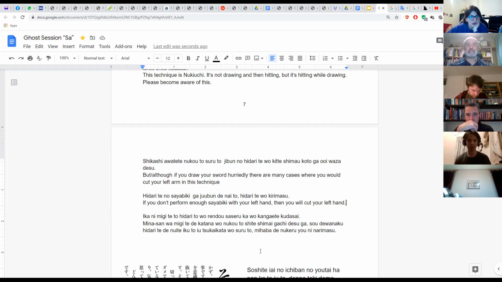Could it be that they also mean that while unsheathing, while you do the nuki, while you do the sayabiki, you might cut your actual arm, your actual hand, like if you're holding it wrongly, maybe? Or this has nothing to do with the Japanese. This is purely from what I know from this explanation. They talk about cutting.